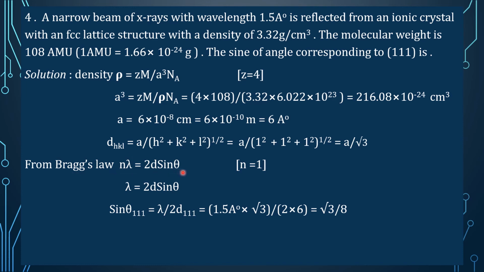So here we take n equal to 1, that is the first order. So we get lambda equal to 2d sin theta. So we can find sin theta from this. Sin theta 111 equal to lambda by 2d 111, which is equal to 1.5 angstrom, lambda is given, into root 3 divided by 2 into 6, which is equal to root 3 by 8.